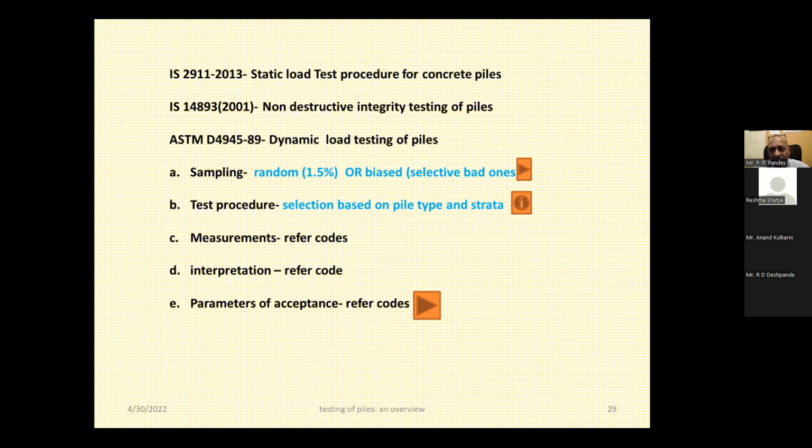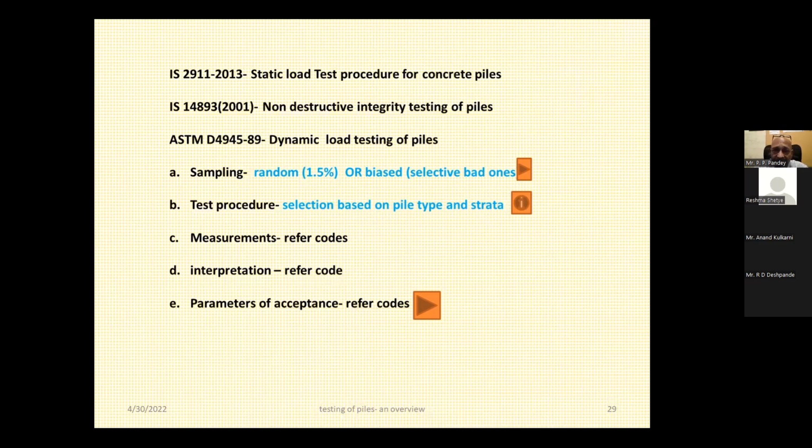For integrity testing, there is absolutely no issue because it is so cheap and so fast that generally a person goes for 100% testing as far as integrity test is concerned. Dynamic load test, again, you can go for slightly more number of piles because it is a lot cheaper than static load test, but a lot costlier than integrity test. So there has to be a judicious decision of how many piles need to be tested.